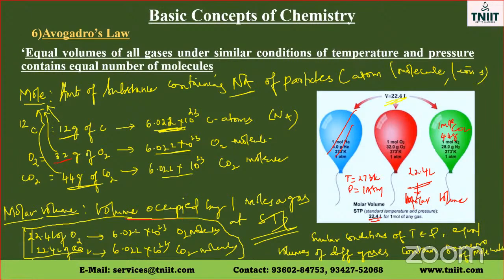Same number of molecules. See, oxygen is a different gas, carbon dioxide is a different gas. Volume is same. 22.4 liters of oxygen, 22.4 liters of carbon dioxide. Both contain 6.022 × 10^23. In the first case, oxygen molecules. In the second case, carbon dioxide molecules. This is called Avogadro's law. Equal volumes of different gases at similar conditions of temperature and pressure contain the same number of molecules.